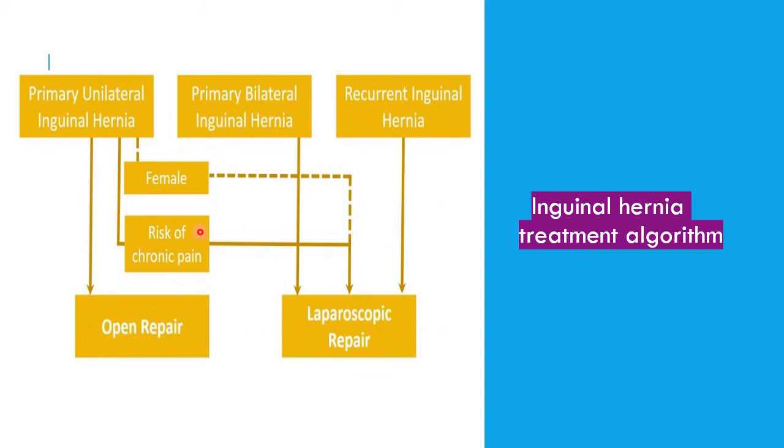So this is a simplified treatment algorithm for inguinal hernia. You've got primary unilateral inguinal hernia, which can be done with the open method. If there's risk of chronic pain, then you can opt for laparoscopic repair. In some females where you think you may have a femoral hernia, then a laparoscopic repair will be more ideal. Primary bilateral, go straight for laparoscopic repair. Recurrent inguinal hernia, go straight for laparoscopic repair.